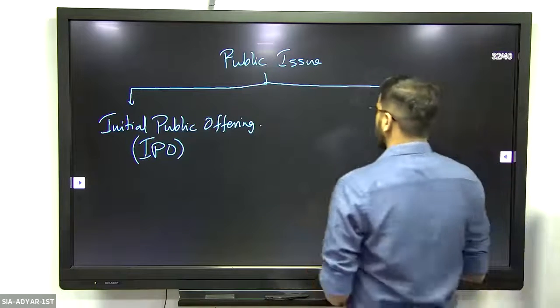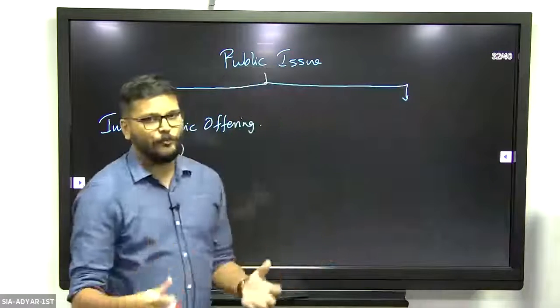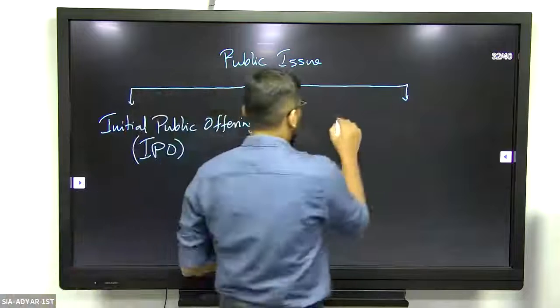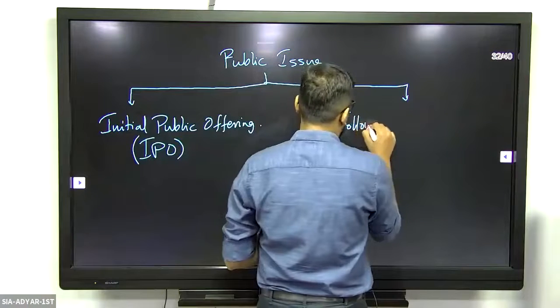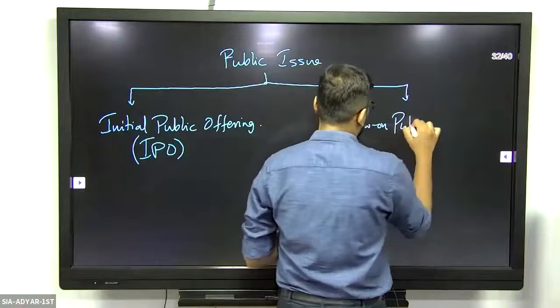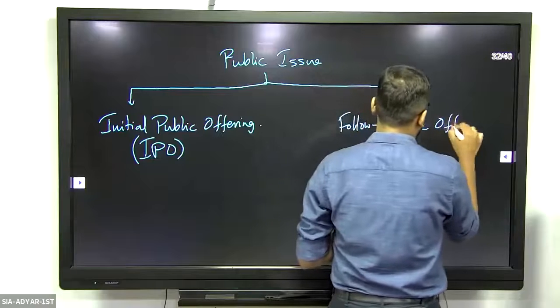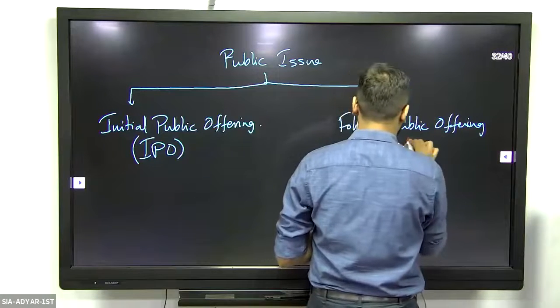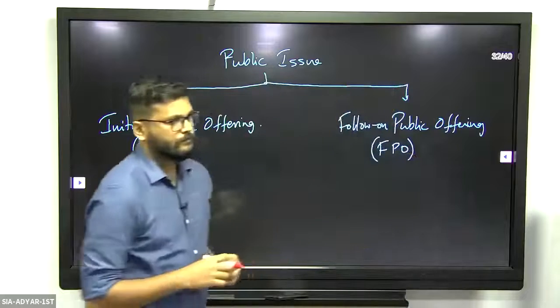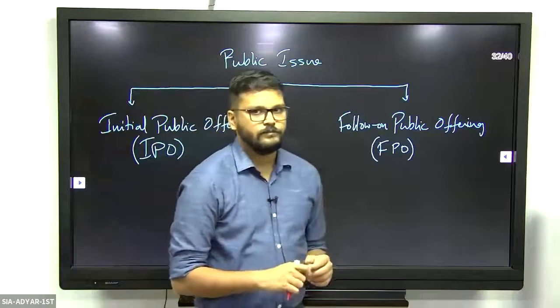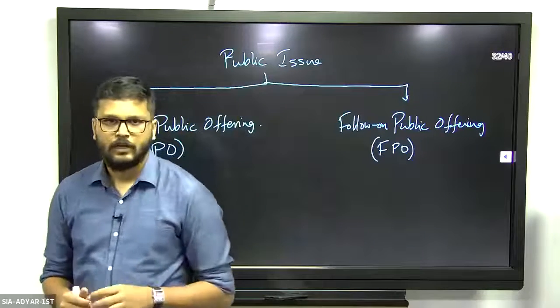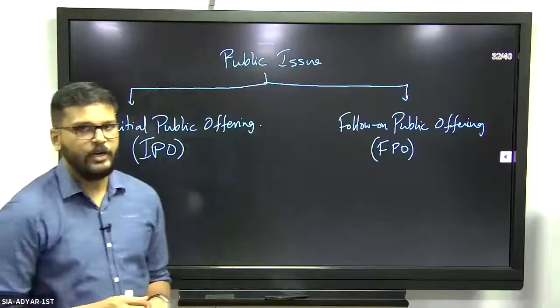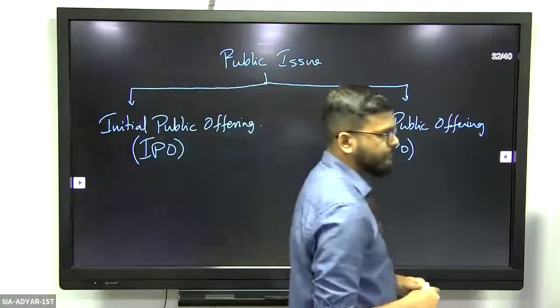When subsequent shares are issued for the second or the third time or the fourth time or the fifth time, those are called follow-on public offering, FPO. Those are called follow-on public offering or FPO.